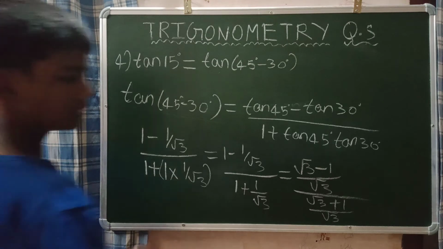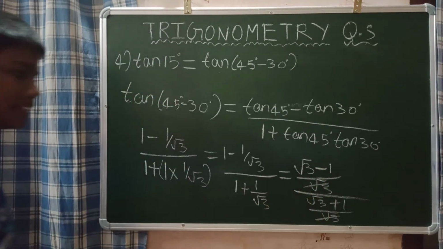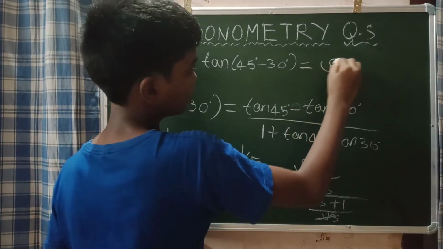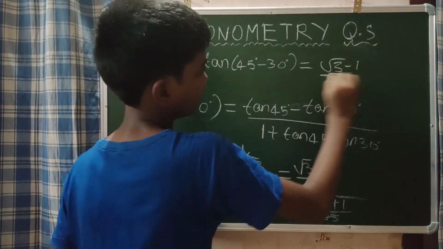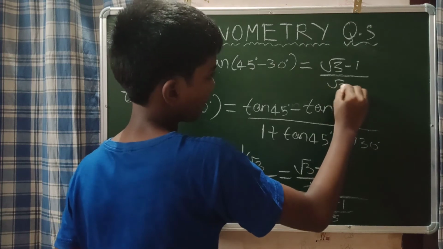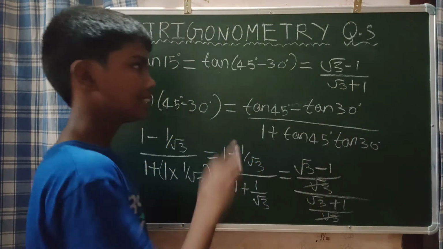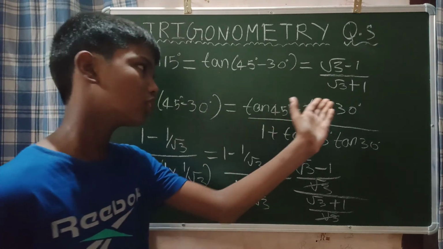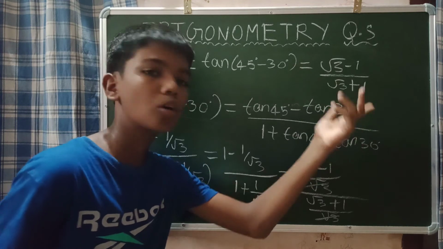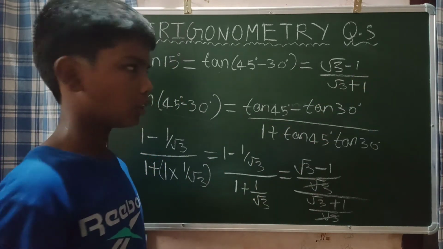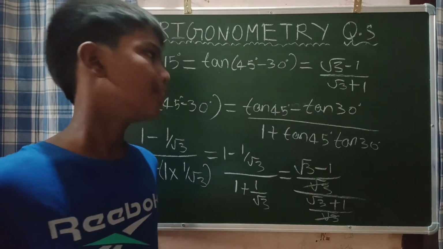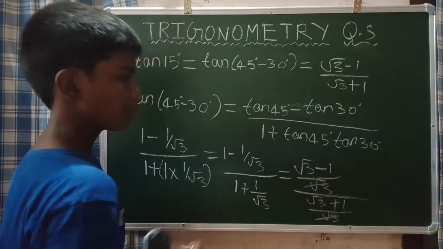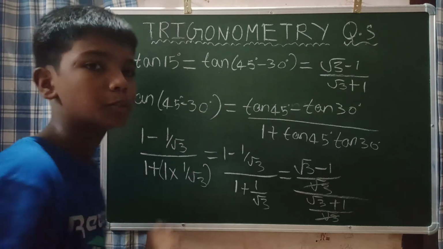Now we know that this root 3 and this root 3 will get cancelled. So the new answer that we get is root 3 minus 1 divided by root 3 plus 1. This is the answer for this question. Now it's your wish. You can also find the conjugate of this and multiply the conjugate with it, to rationalize the numerator or the denominator. It's your convenience. But I just simplified the answer using the tan A minus B formula.